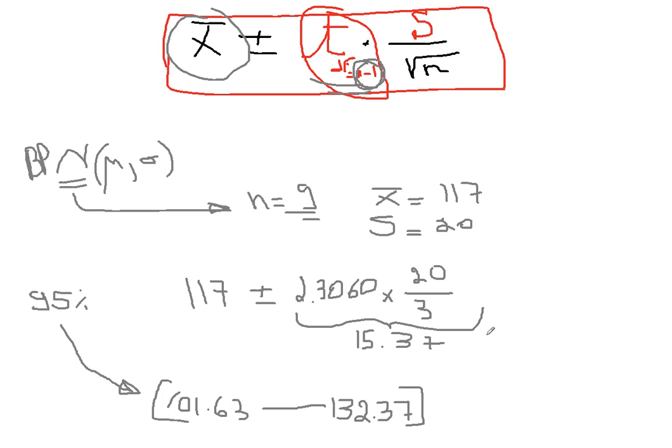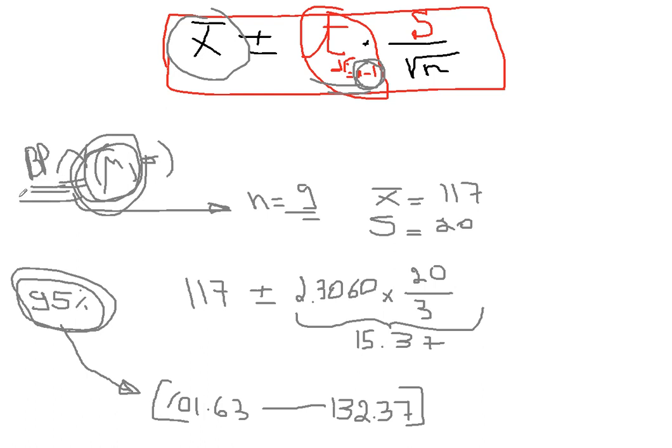How would I do the interpretation? I would say we are 95% confident that the population mu, the true population blood pressure average, the average of the population, is somewhere between 101.63 and 132.37. Okay? I don't know if it's 110 or if it's 122. I don't know. All I know is it's between these two values.